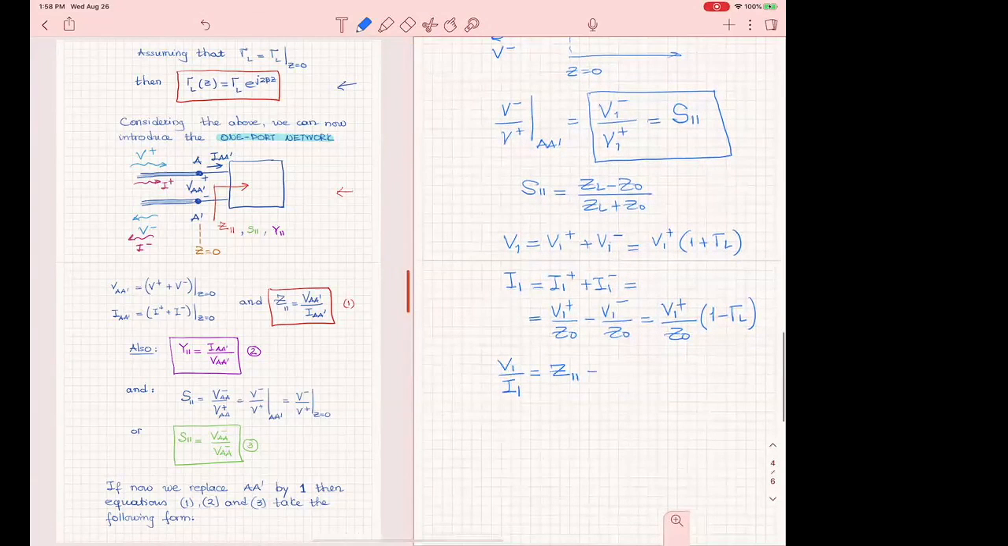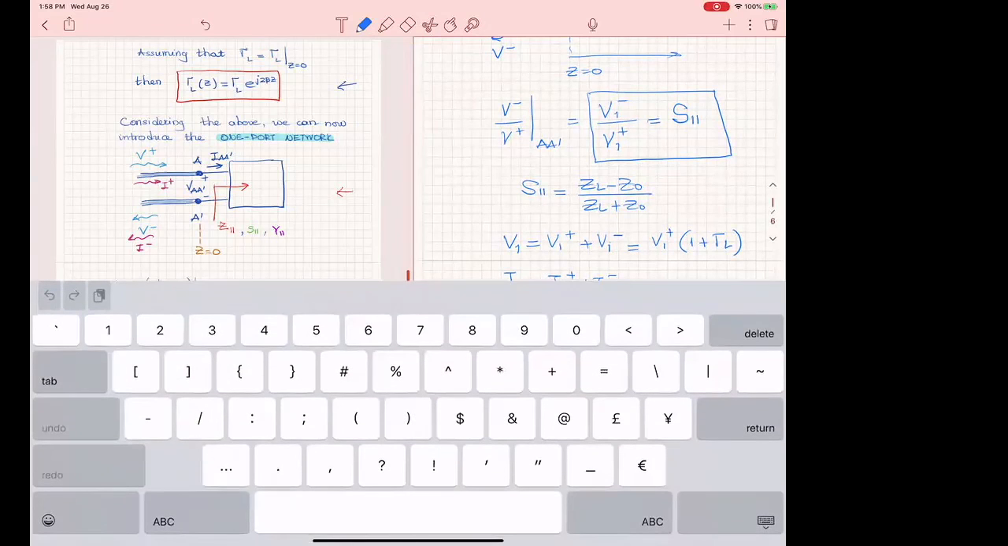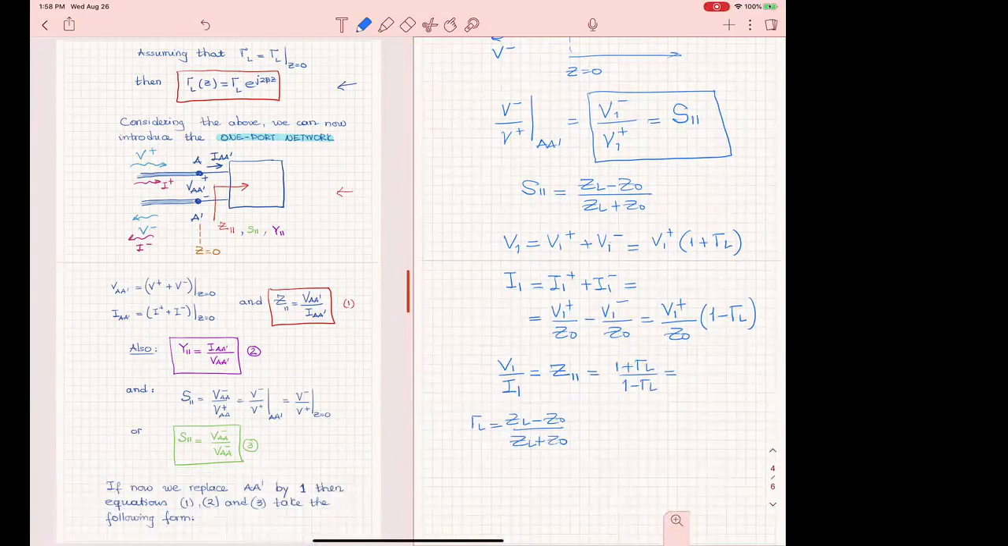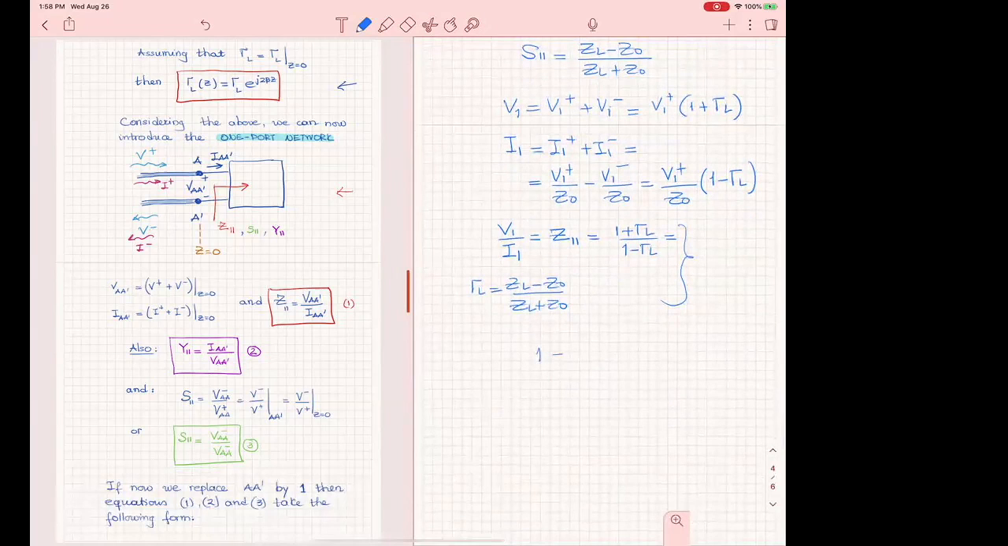If I were to replace from the above, what I would have is 1 plus gamma L over 1 minus gamma L, and let's see what that does, if gamma L is nothing else but ZL minus Z naught over ZL plus Z naught. So from these two, what are we going to have? That 1 plus ZL minus Z naught over ZL plus Z naught, and 1 minus ZL minus Z naught over ZL plus Z naught.